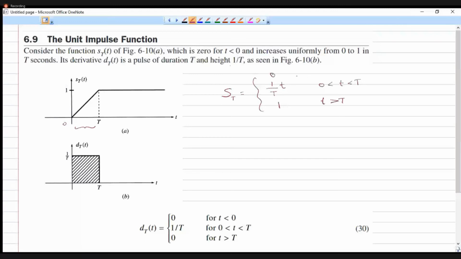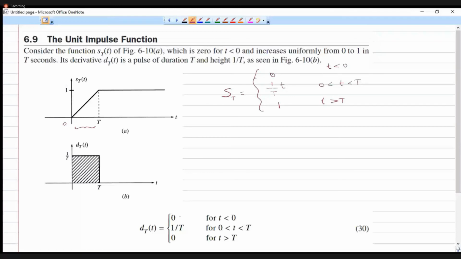Okay, one more value is required because we have to define what happens when t is less than 0 also. So it is 0 for t less than 0 and increases uniformly from 0 to 1 in t seconds. So that is represented by this function, value of the function. And it remains at 1 for t greater than capital T. Okay. Now we can write its derivative.